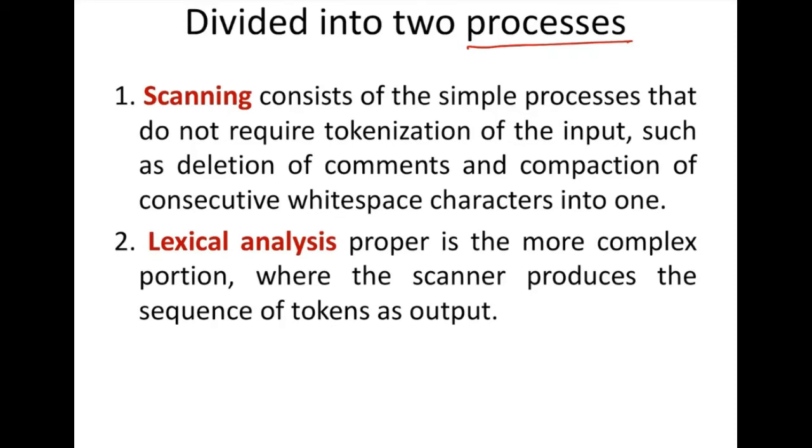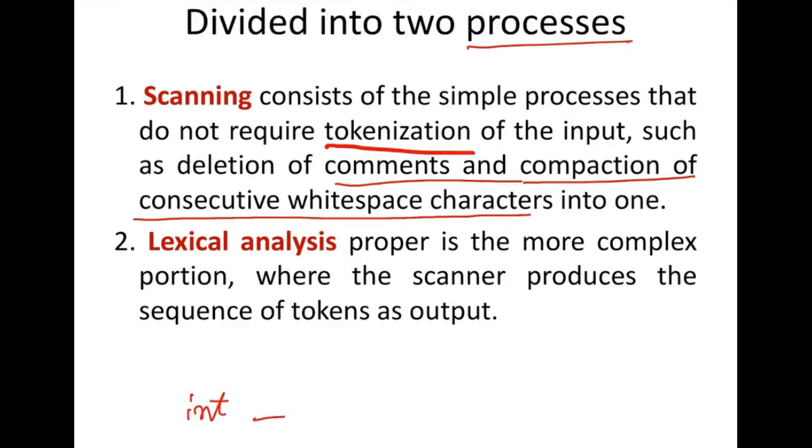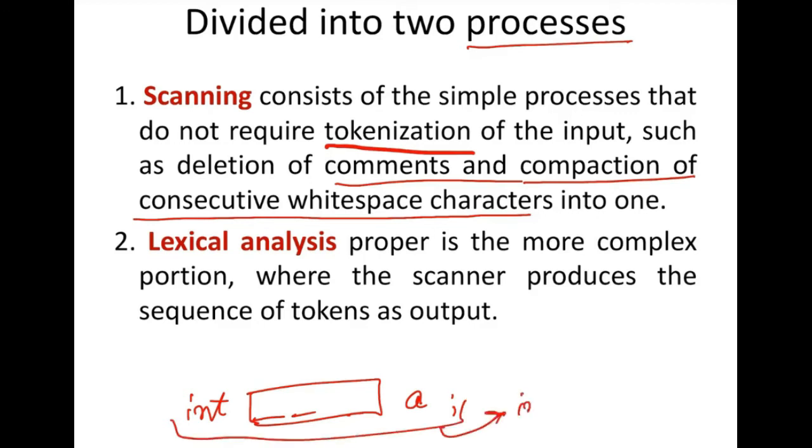So what the scanning does is consist of simple processes that do not require the tokenization of the input, such as deletion of comments and compacting of consecutive white space. Many times we write int, then white space, a semicolon. It is not an error in C, right? The reason is that your lexical analysis will compress all these multiple white spaces to a single white space. So this instruction will be converted automatically to int a semicolon, because extra white spaces are going to be deleted.